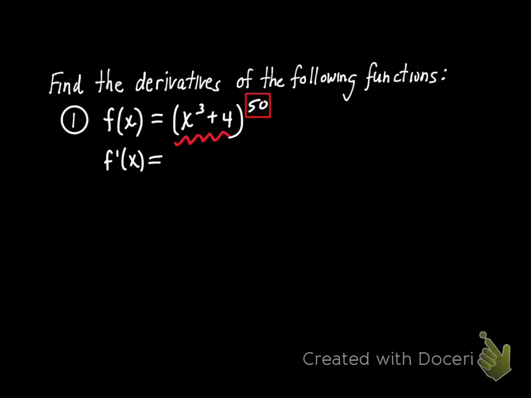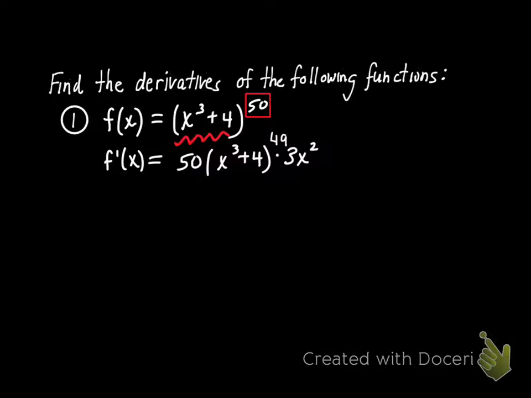The stuff raised to the 50th power has a derivative. If I take the derivative of that, I get 50 times that stuff. Don't disrupt the baby. Raised to the 49th power. Now it's time to take the derivative of that inside function. Go ahead and say it out loud. You can do it. Go ahead. Say the derivative of that squiggly line stuff. I agree with you. 3x squared is the derivative of the inside function.